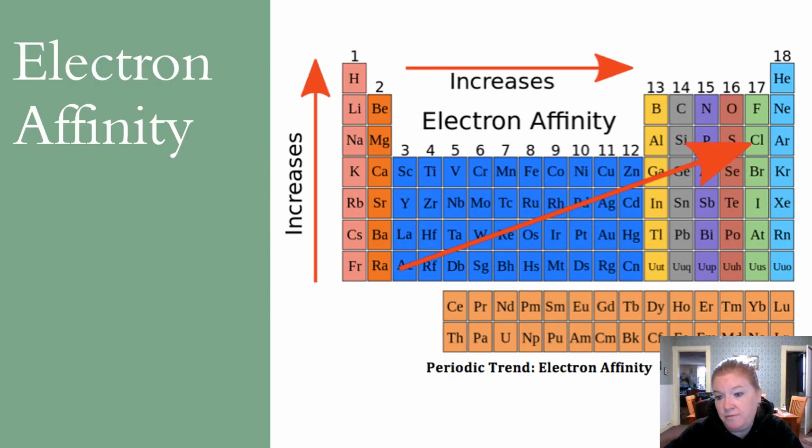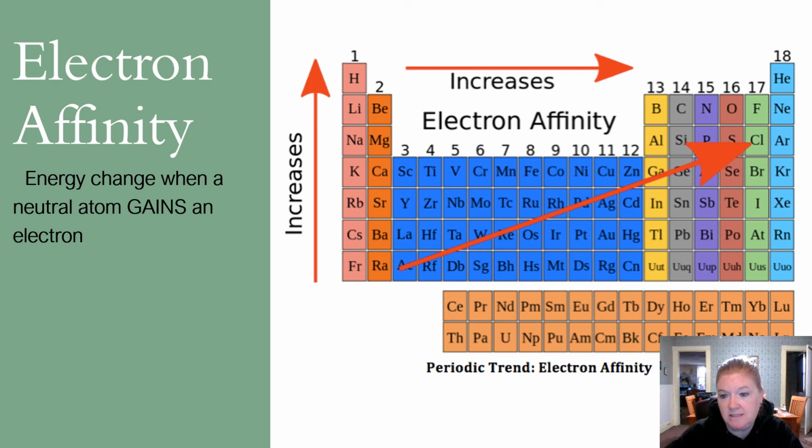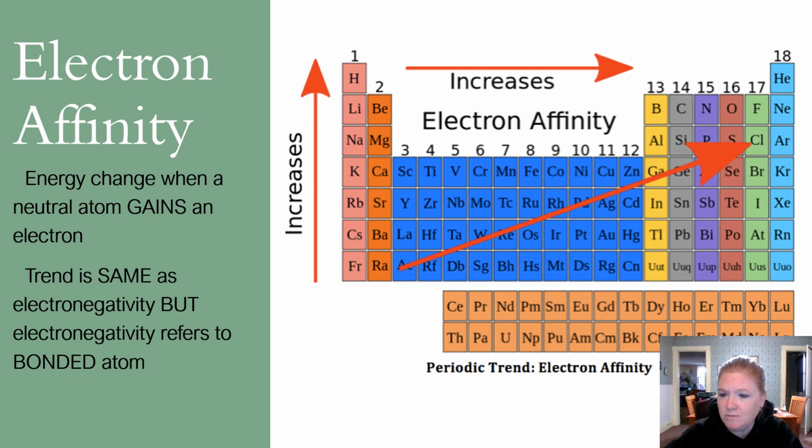Now, electron affinity. This is not in Table S, but this is talking about the energy change when a neutral atom gains an electron. It sounds like electronegativity, pulling an electron in, but electronegativity refers to when atoms are bonding, and electron affinity just refers to when a neutral atom is going to gain the electron. But the trend is exactly the same as electronegativity.